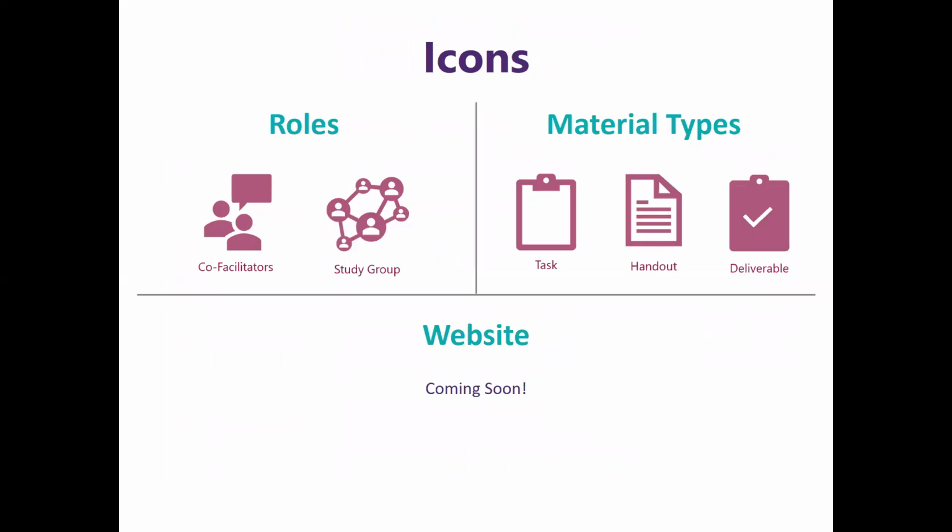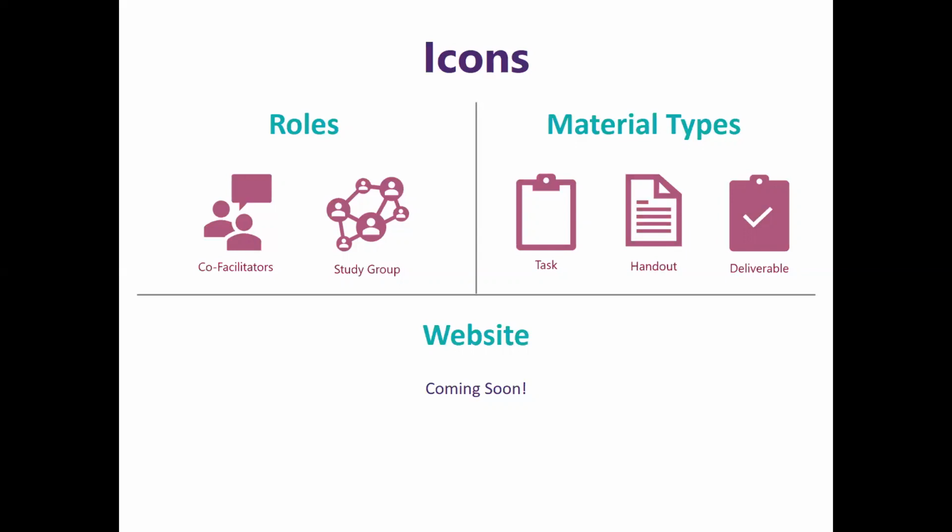For quick visual reinforcement, we utilize several icons and are showing you the most relevant ones here. The first 2 relate to roles of the study group members. Materials for co-facilitators are indicated with the 2-person conversation icon, and materials for the study group participants are indicated with the multi-person group icon.